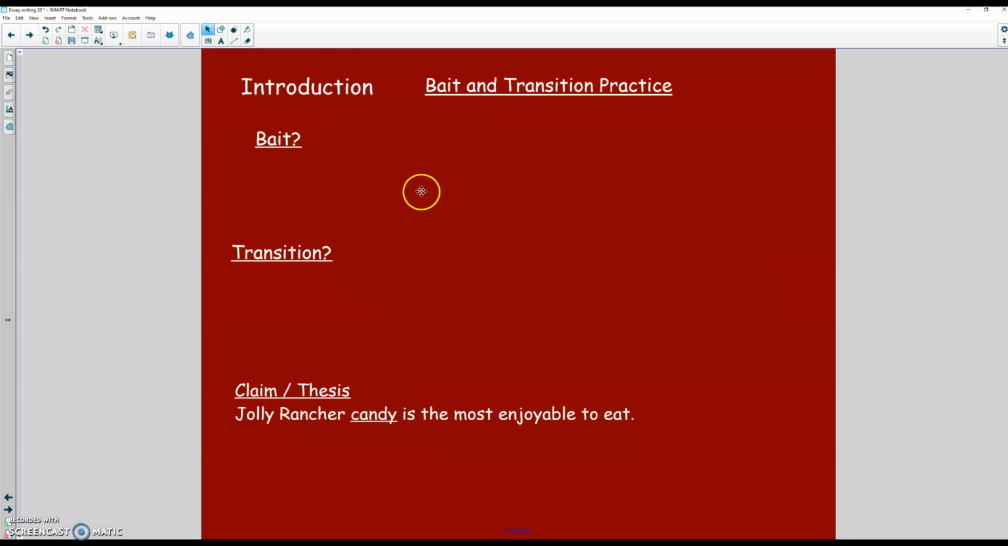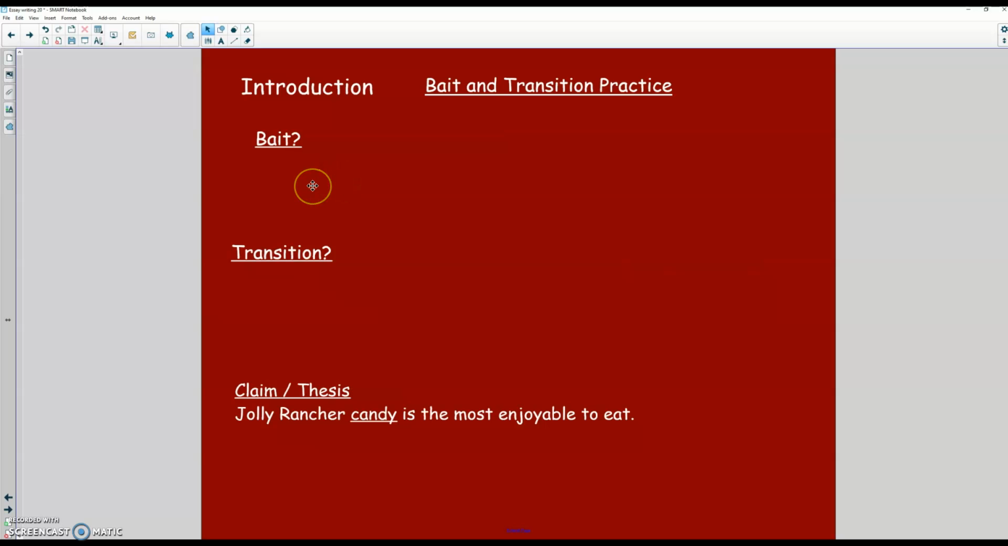So, for the bait, hook, or lead, I want to grab every single reader's attention. Even readers who may not have ever had a Jolly Rancher candy. So I want my first sentence to be able to appeal to as many readers as possible, and that's what's meant by a broad topic in this first sentence of bait, hook, or lead.